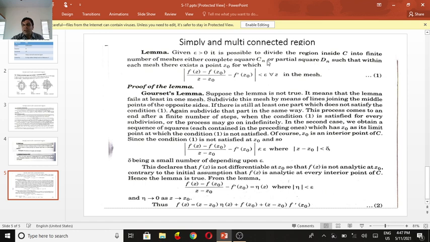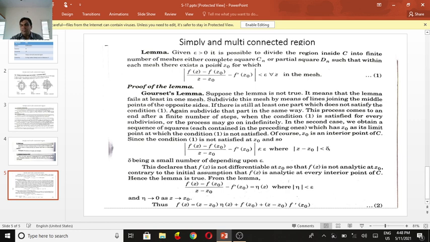A complete square is called Cn, a partial square is called Dn, such that within each mesh there exists a point z0 for which the absolute value of (f of z minus f of z0) divided by (z minus z0), minus the derivative of f of z0, is less than epsilon, a strict inequality, for all z in the mesh.